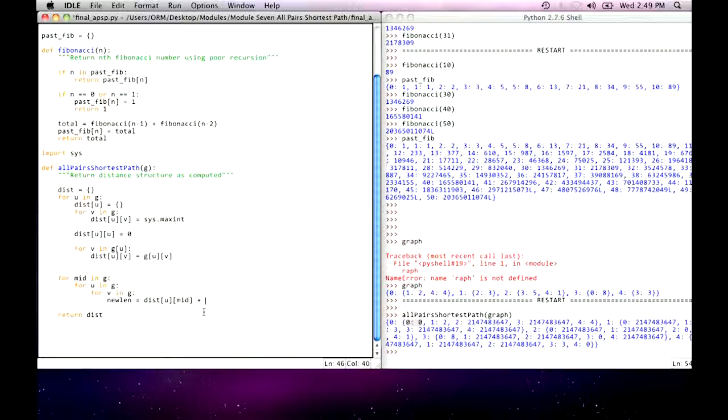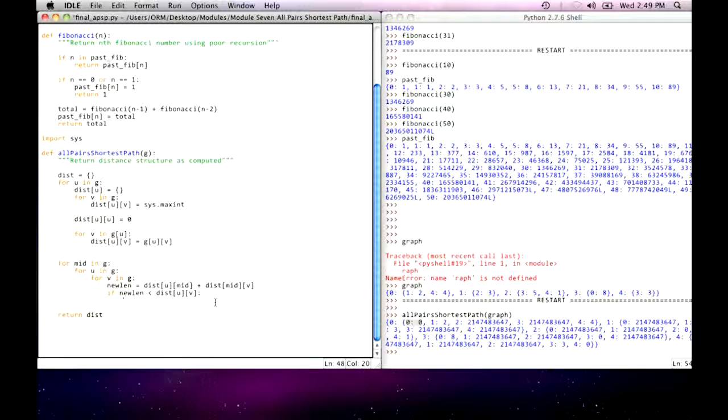And the new len is going to be, well, give me the best cost that I have from the distance from u to that intermediate vertex mid, plus the existing best cost from the distance mid to the terminal vertex v. And if it ever turns out that new len is less than the best cost that I have, and I use strictly less than because I don't want to waste my time doing less than or equal to, there's no point in computing a different shortest path so they all have the same weight. Under this circumstance, I can now say with authority that the distance from u to v is actually that new len. This will compute the actual results of the all pairs shortest path.